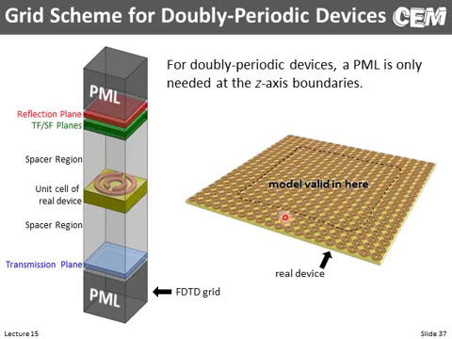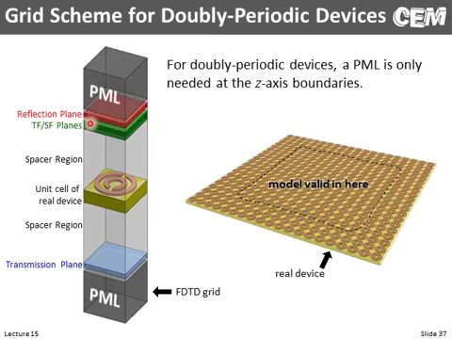But a lot of times we're only interested in what's happening in the middle, and this is a great way to do it. We're also going to divide our grid into the same two regions. In this case, we're going to have the total field region from this interface down, and our scattered field region from this interface up.